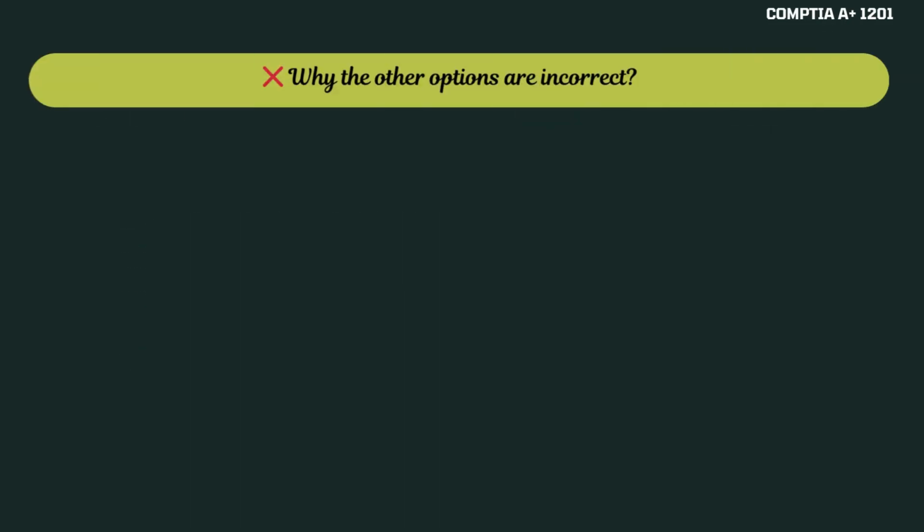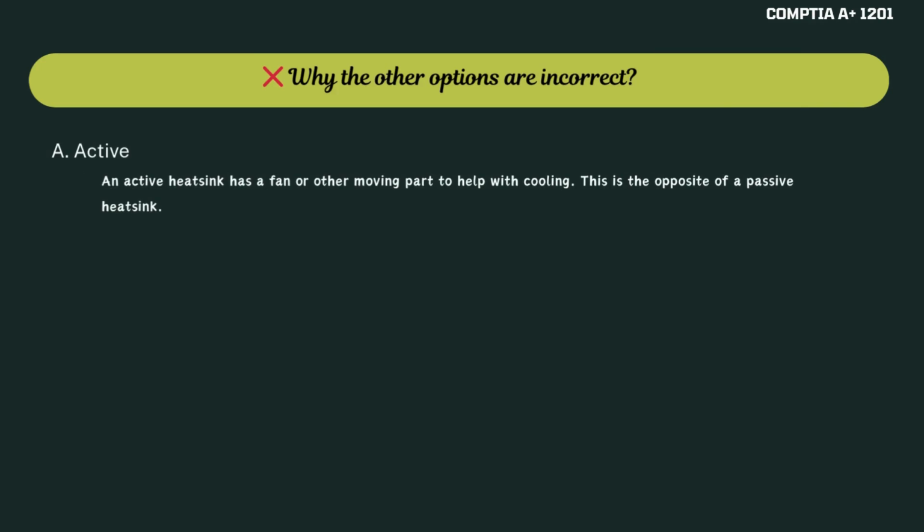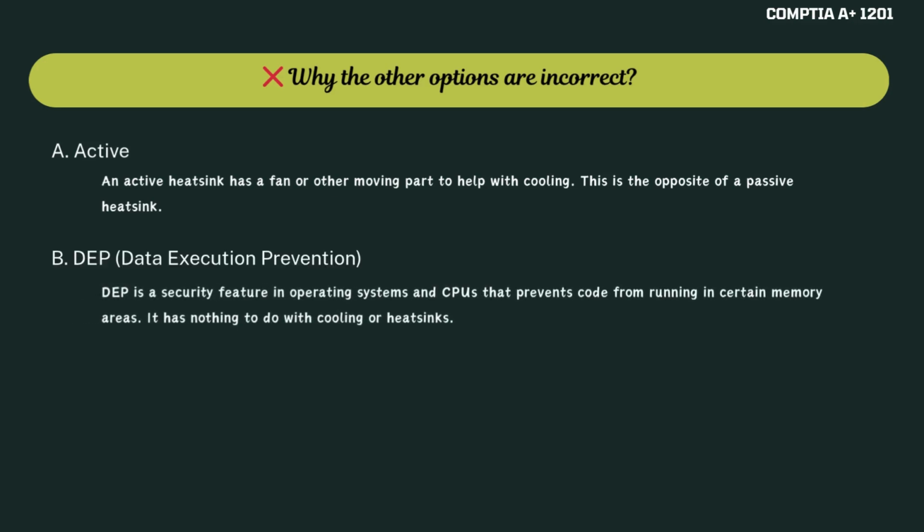Why the other options are incorrect? A. Active. An active heatsink has a fan or other moving part to help with cooling. This is the opposite of a passive heatsink. B. DEP. DEP is a security feature in operating systems and CPUs that prevents code from running in certain memory areas. It has nothing to do with cooling or heatsinks.